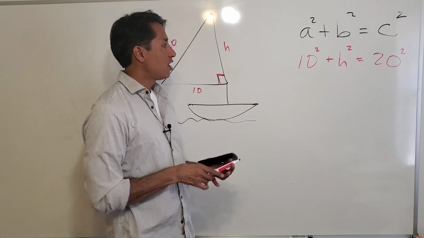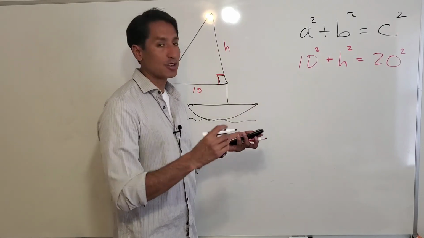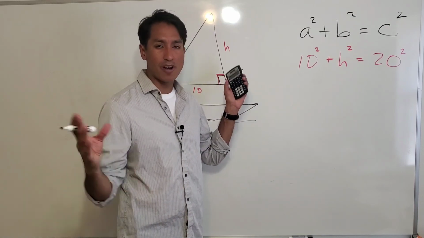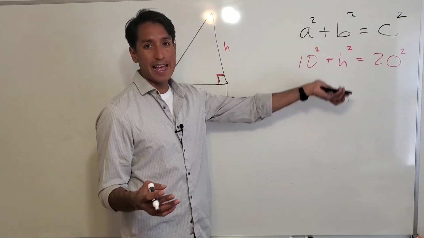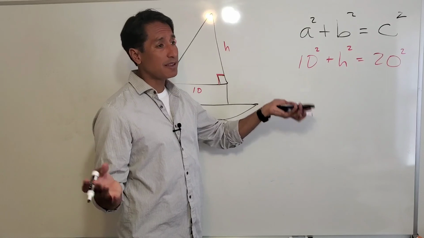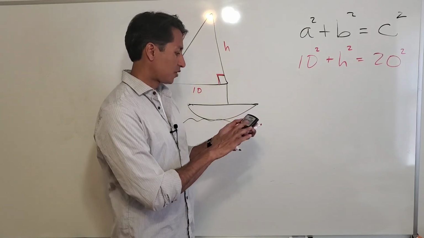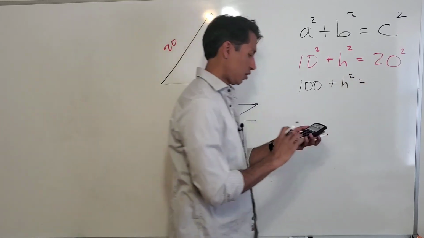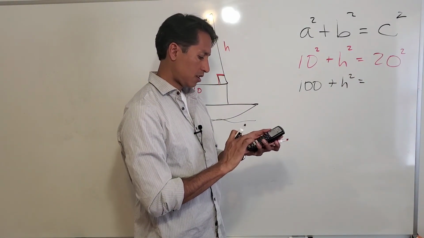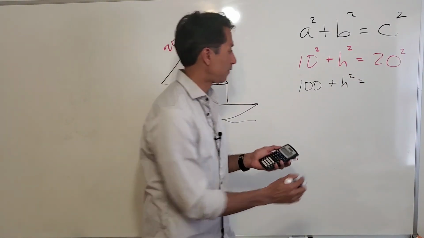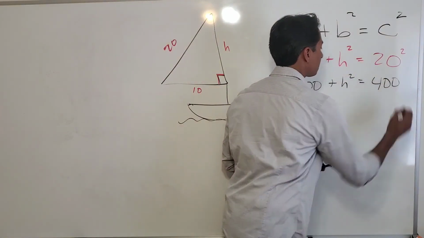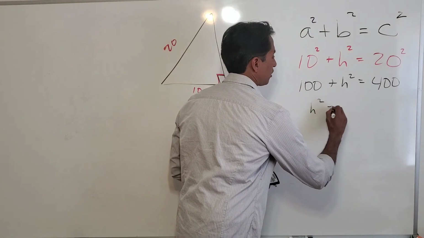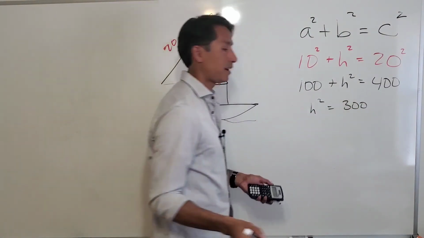The point is that we're following the pattern and solving for whatever letter they give you. Sometimes it'll be x, g, b, whatever. Just use whatever they have. If you want to write b, I'm okay with that too. So we get 100 plus h squared equals 20 squared, which is 400. Let's move all the numbers to one side. So we get h squared equals 300.